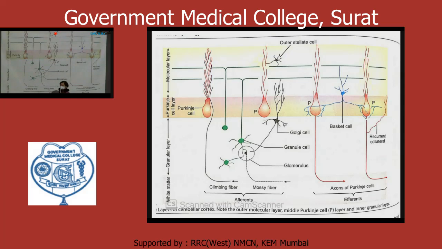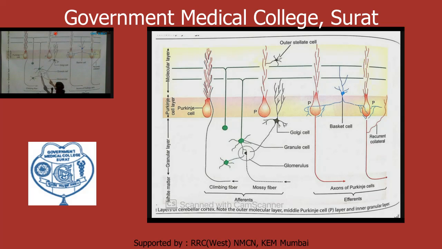Now, the internal cerebellar cortical structure. Once we understand this internal structure of the cerebellum, only then will you be able to understand the functioning of the cerebellum. It is a three-layered structure. Outermost is the molecular layer, then the Purkinje cell layer, and the granular cell layer.